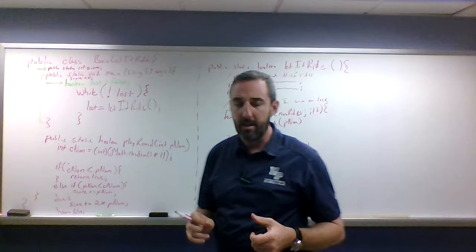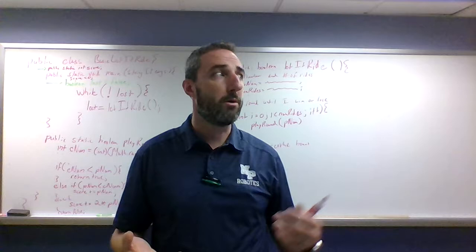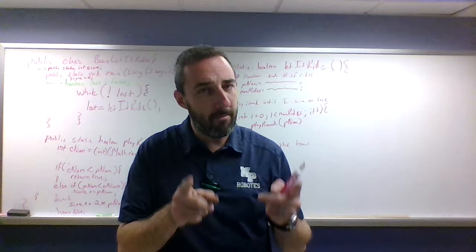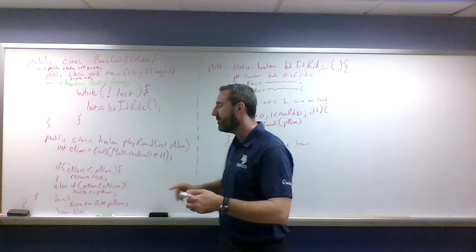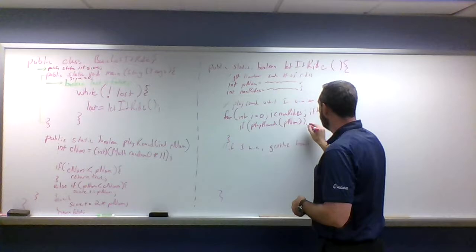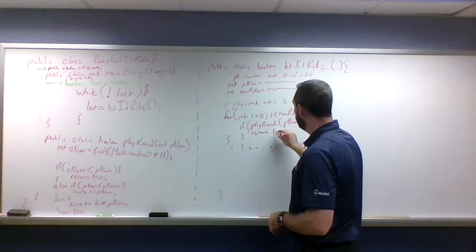Now, here's the issue. Suppose I guess a 9, and in the first round of the Let It Ride, the computer guesses 4. I lose. I shouldn't let it ride anymore. But remember the way we designed our program, play round returns true if we lost. So if I lose, this gives me a true. So what I could do is say, hey, if play round returns true, I'm done. I'm finished. I lost. So if that's the case, I can say in here, return true.